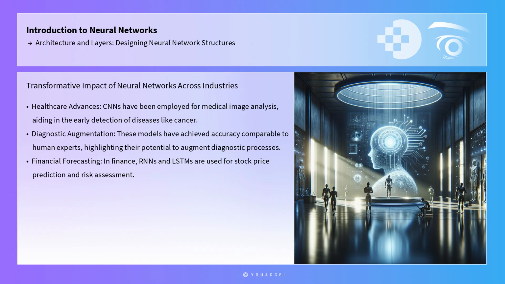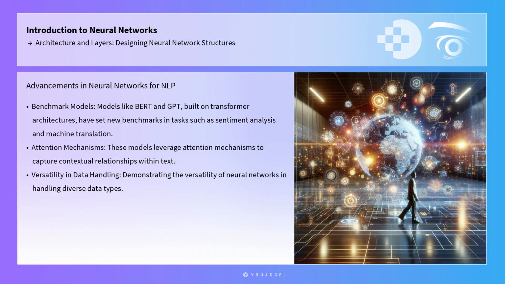Practical case studies demonstrate the transformative impact of neural networks across industries. In healthcare, CNNs have been employed for medical image analysis, aiding in the early detection of diseases like cancer. These models have achieved accuracy comparable to human experts, highlighting their potential to augment diagnostic processes. In finance, RNNs and LSTMs are used for stock price prediction and risk assessment, leveraging their ability to model temporal dependencies in financial data.